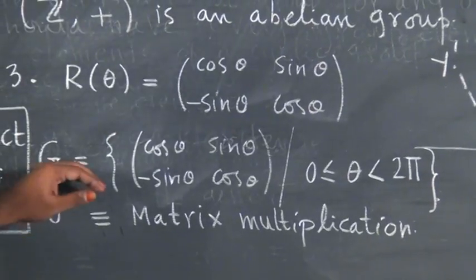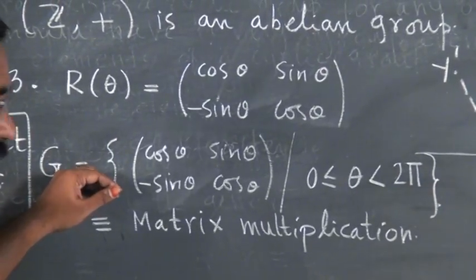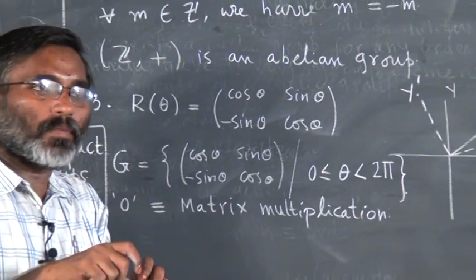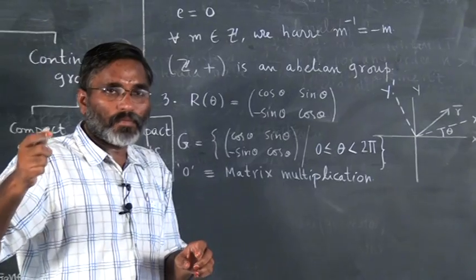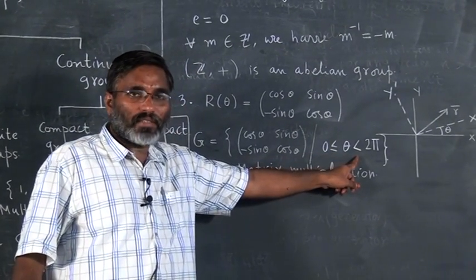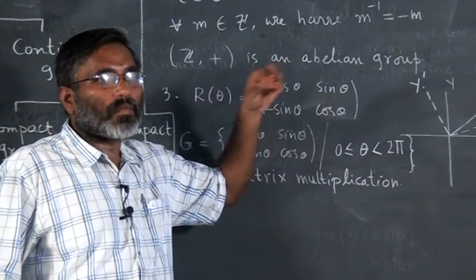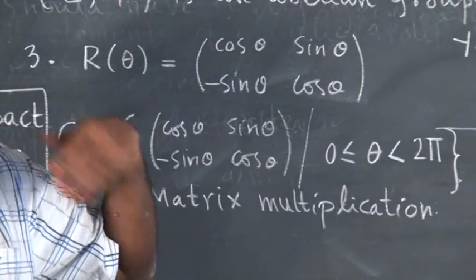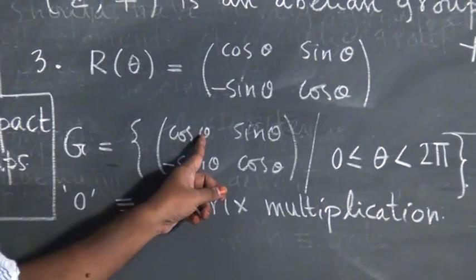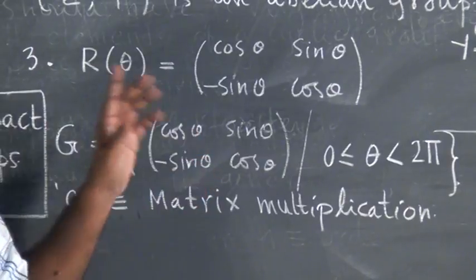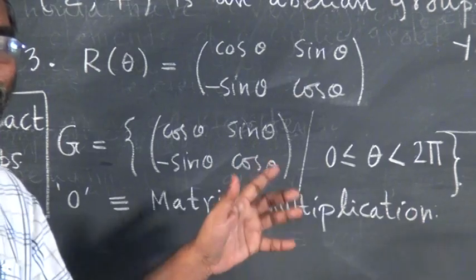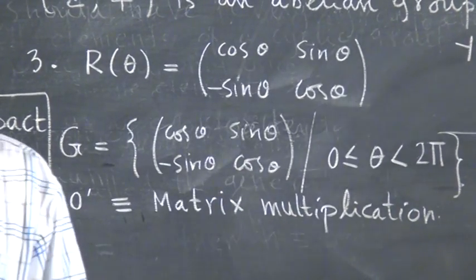So this forms a group, which means you take r of theta and r of phi, multiply them, you will get r of theta plus phi. Now theta plus phi will be another angle in this set. So what happens? You have closure, associativity, identity. What is identity? Theta equal to 0. Don't do anything, no rotation, is the identity. That is 1 0 0 1, usual identity matrix in 2 by 2 matrices.